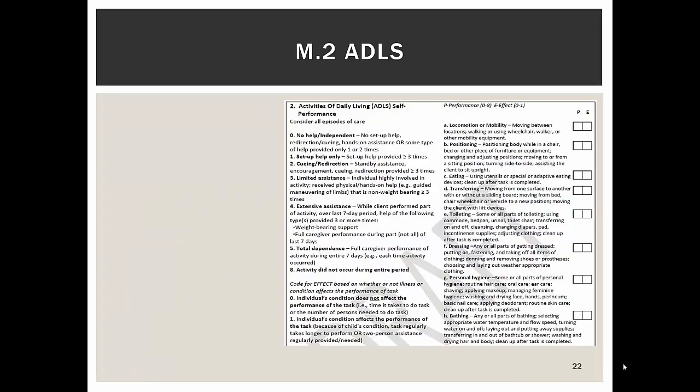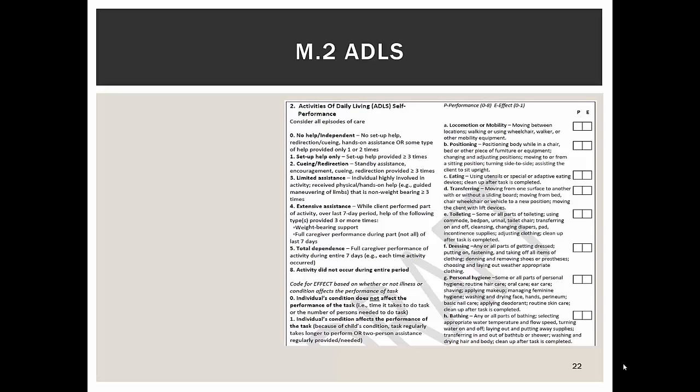Now let's take a look at section M, 2, activities of daily living and self-performance. This item assesses the individual's performance of ADLs and how much help was provided by the caregiver during the last 7 days. Younger individuals may not be able to perform some of these tasks due to their age, and in such cases, individuals should be coded as totally dependent. It's important to note that the intent of this section is to determine how much assistance the individual is receiving, and not how much help you believe they should receive.